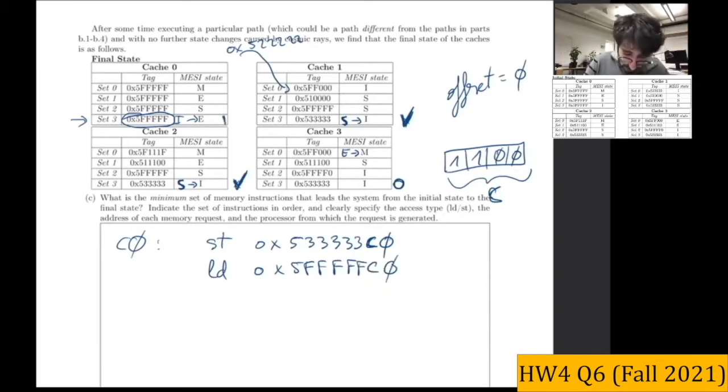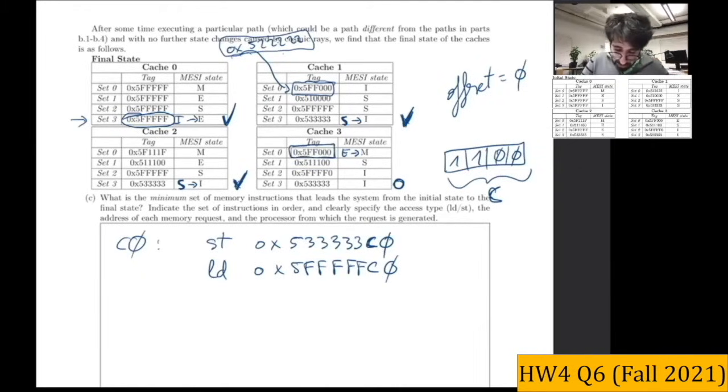Okay, so we have cache, the set 3 of cache 0 already in the final state. Let's go to cache 1. We see that we have to load in cache 1 this address because before it was a different address, a different tag. And we can observe that the final tag is the same as the set 0 in cache 3.